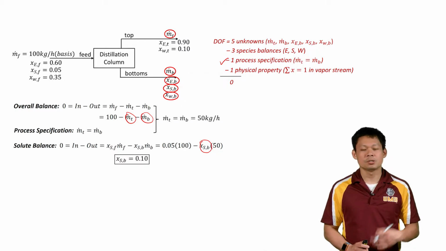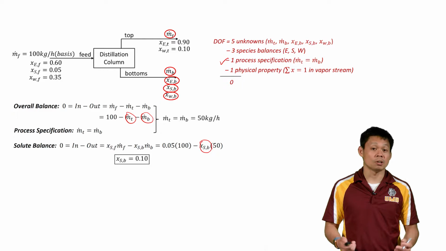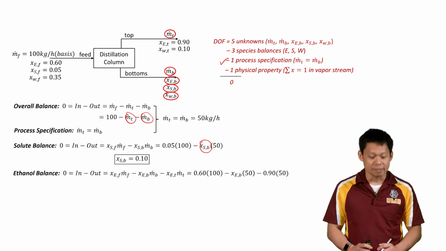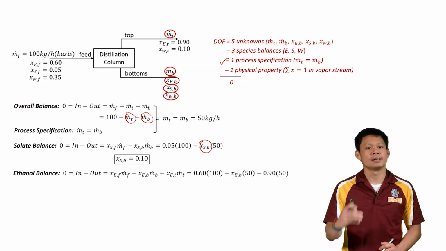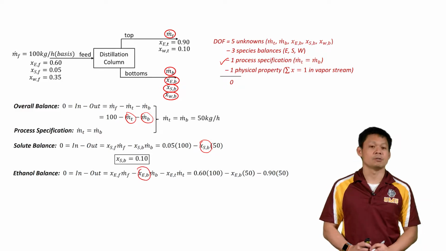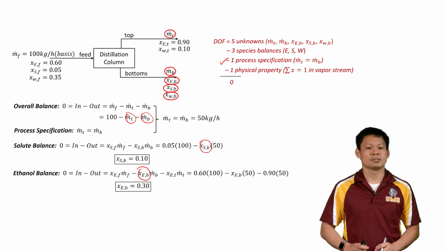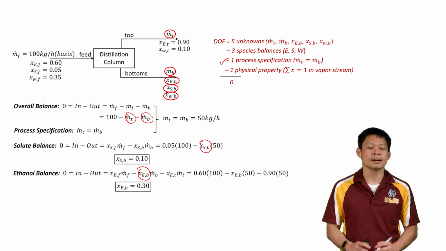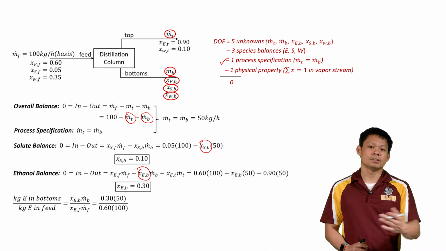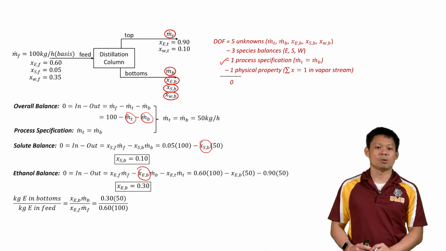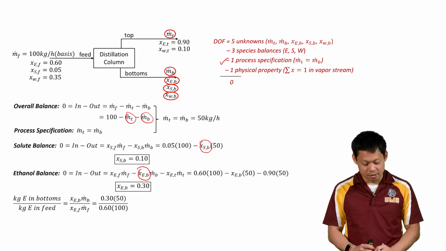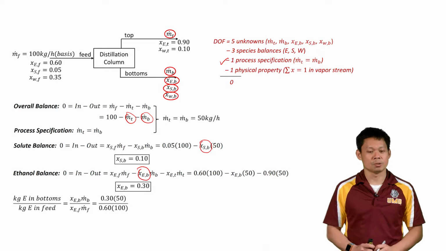We have one more balance to go. You can either use the ethanol balance or the water balance, so I'm going to do the ethanol balance. You have ethanol coming in the feed, ethanol coming in the top, and ethanol coming in the bottoms, but you realize you only have one unknown left, which is our mass fraction in the bottoms, and you can solve it as 0.3. After that, if you want to, you can solve for the last unknown, which is our mass fraction of water, by using our physical constraint. So 1 minus 0.1 minus 0.3 is equal to 0.6.